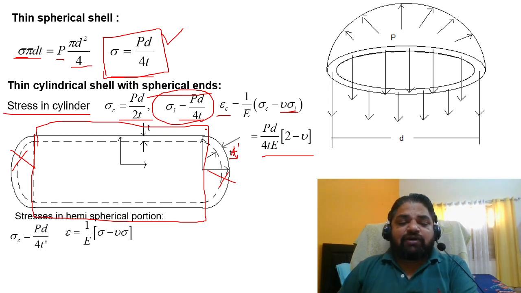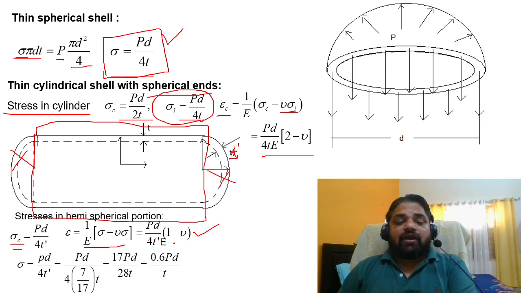Now extending once more, this sigma c will be, since all the stresses will be the same for the case of a hemispherical end, we can extend further 1 by E into sigma minus nu sigma. So we got pd by 4t prime into E, here we got 2 minus nu, here we got 1 minus nu. Now I replaced the t prime with t. You see pd by 4t prime has been replaced by pd by 4 into 7 by 17 into t.